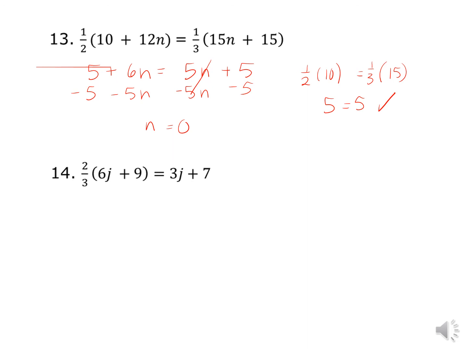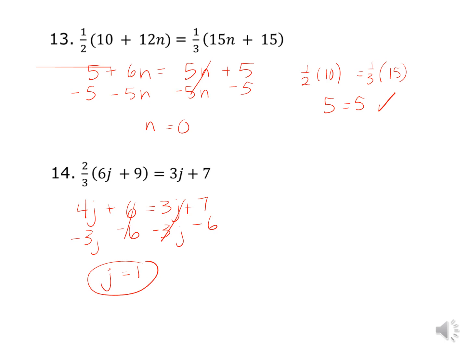It is. Okay, 2/3 of 6 is 4j, plus 2/3 of 9 is 6, equals 3j plus 7. Subtract the 3j from both sides. I get 1j. Don't need to write the 1. Subtract the 6 from both sides, and I get j equals 1. So an answer can be 1, it can be 0. That is okay. Don't think if you get one of these simple answers that it's the null set or infinity. Be very careful to solve for the correct answer of the variable.